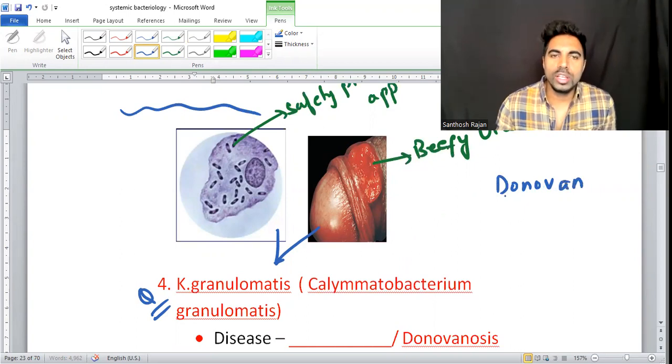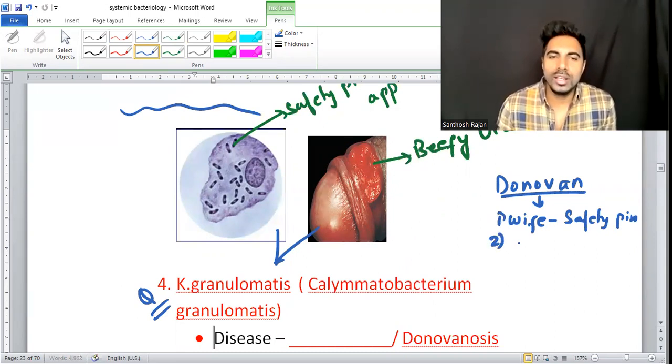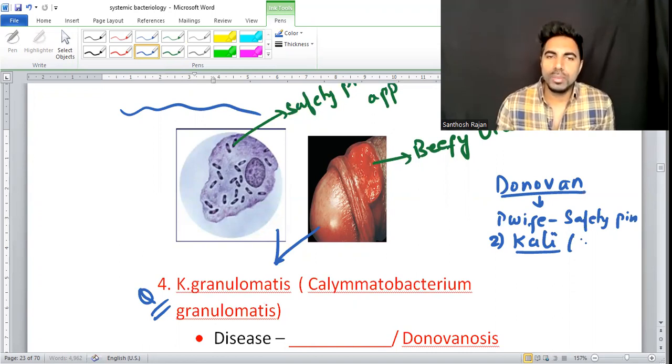Remember Donovan. What does Donovan do? He loves his wife so much. What does he take for her? He gives her a safety pin. Okay. Number one, a safety pin. Number two, he's a good guy, his favorite fighter is Kali, Kali, because Calymmatobacterium. His favorite fighter is Kali.